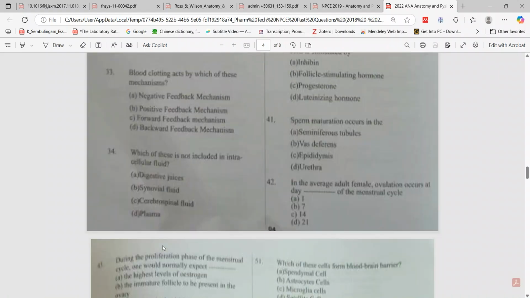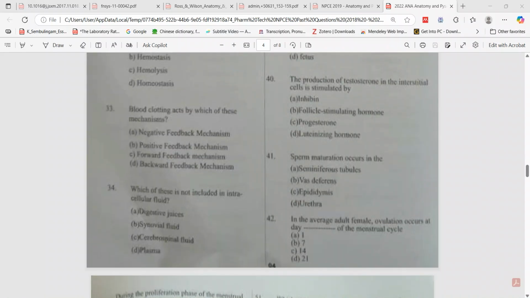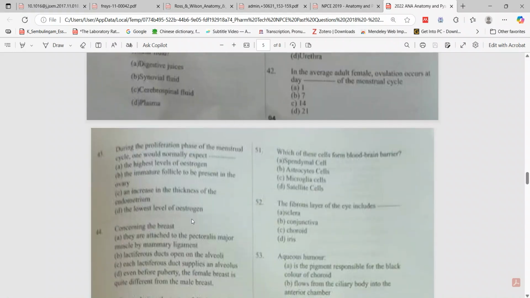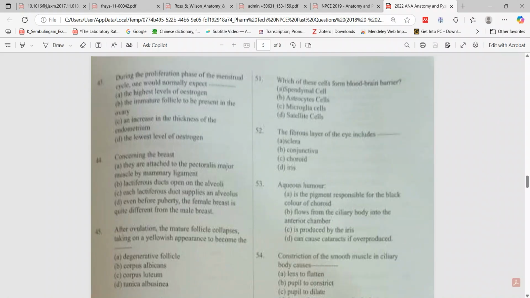Okay, so let's go, 41. Sperm maturation occurs in the epididymis. Yes, epididymis, because that's where they are stored and they temporarily grow and mature there. 42. In the average adult female, ovulation occurs on day dash of the menstrual cycle. 14.